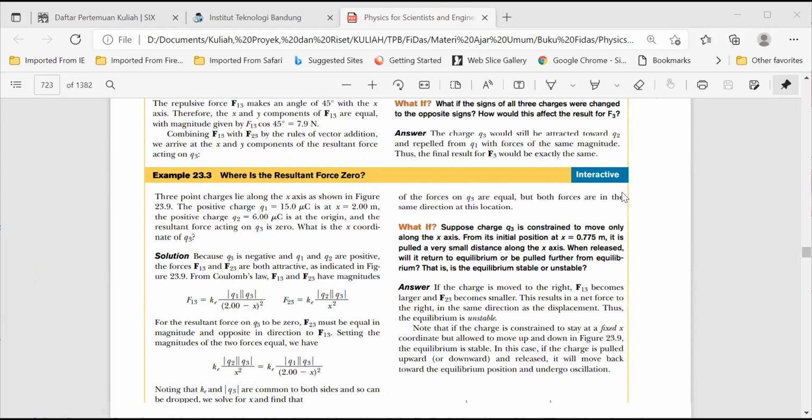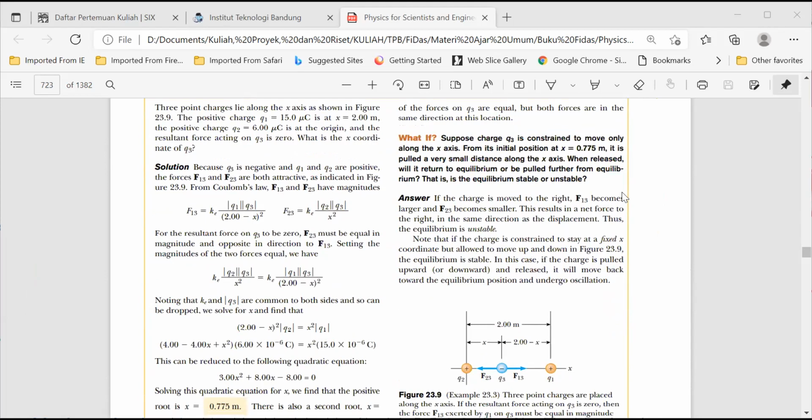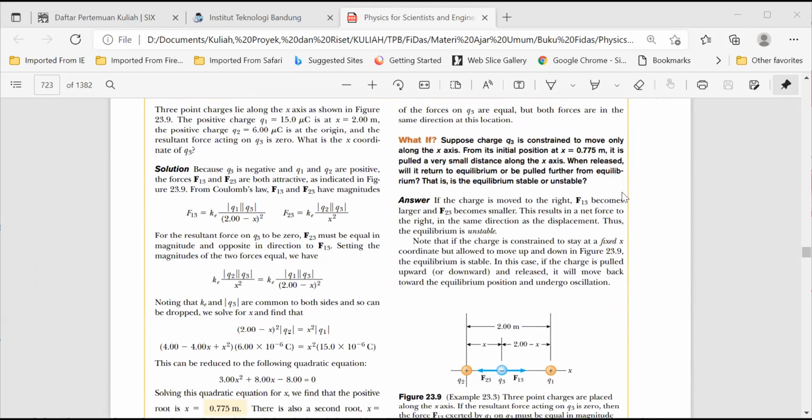Okay. The second example, we have 3 charges, okay? But these 3 charges lie on the x axis. Just a moment.